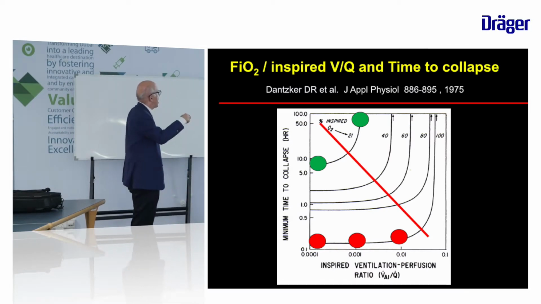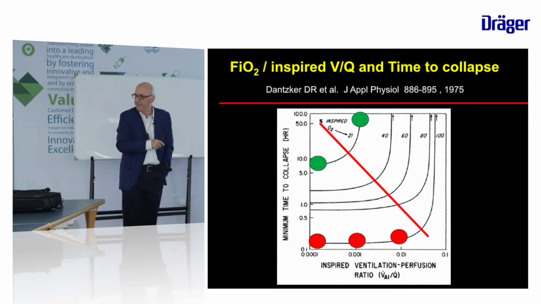This is the minute time to collapse, and this is the inspired ventilation perfusion ratio. So here is very low, this is higher. And you see here that if you use 100% oxygen, you have an increased washout of N2. You see that with higher or lower ventilation perfusion alveoli, you have a very short time before you collapse, okay?